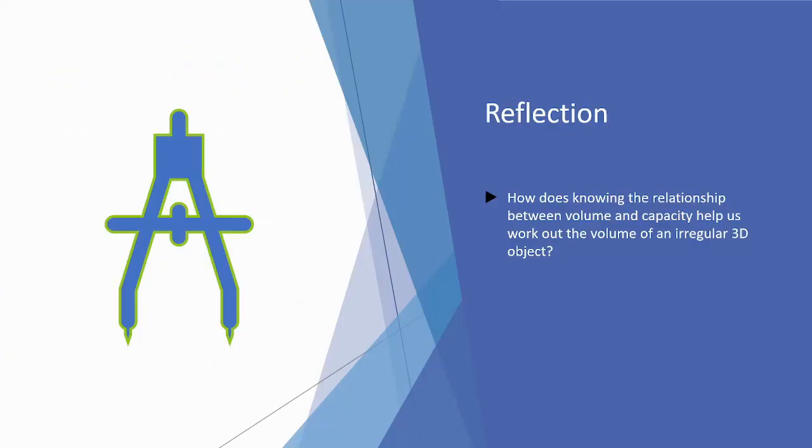Now, for our reflection today, how does knowing the relationship between volume and capacity help us work out the volume of irregular 3D objects? I want you to think back to Archimedes, because that is how this works.